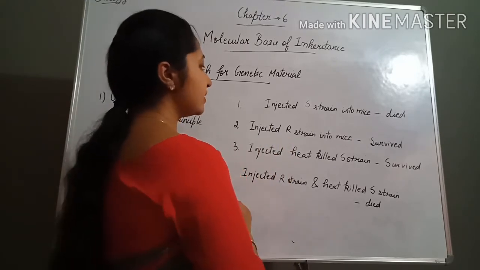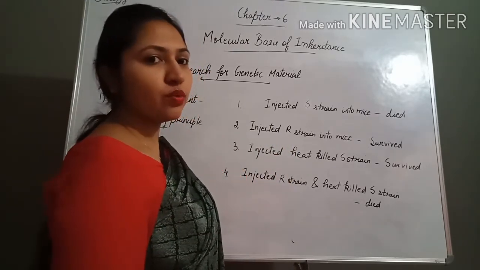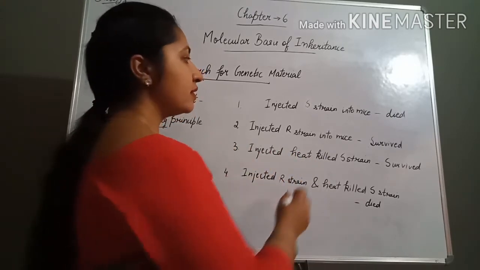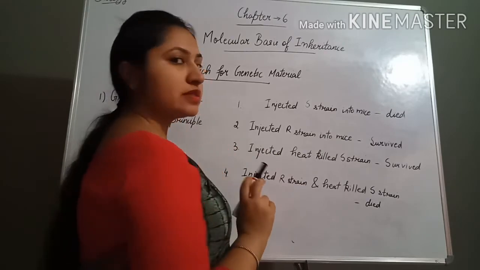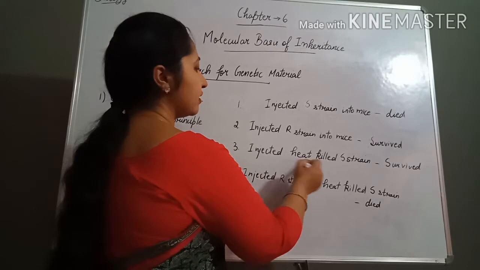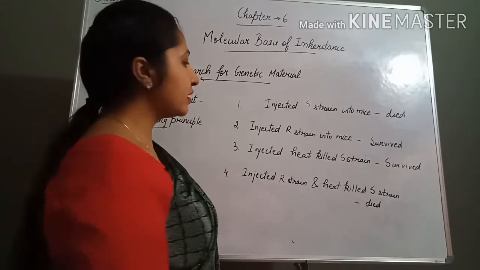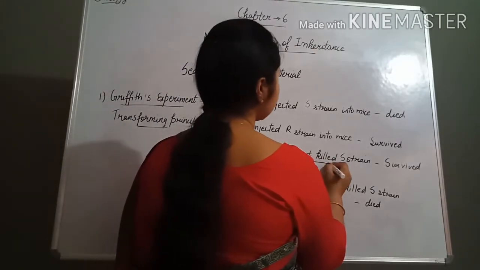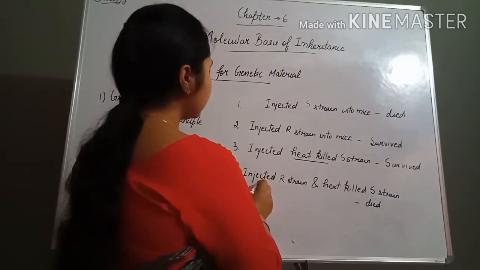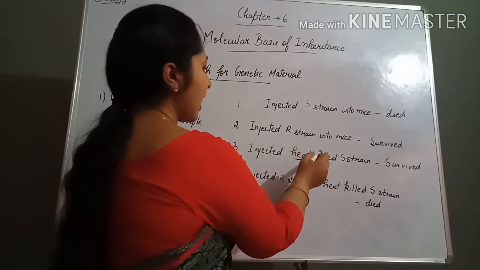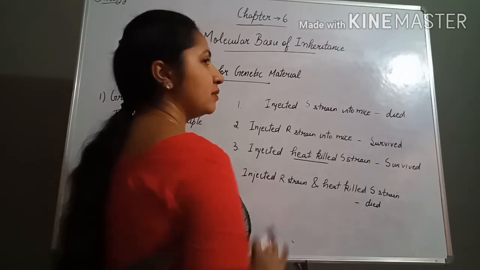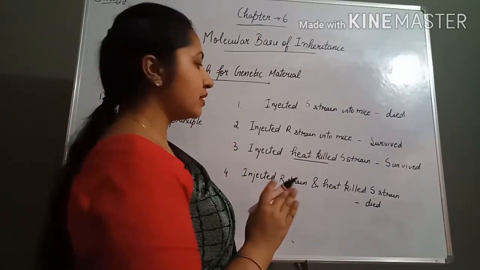Now in the second case, he injected the R strain into mice. As we learned, the R strain is non-virulent, so the mice will survive. Then in the next case, he injected the heat killed S strain, and the mice will survive. Then in the next case, he injected the R strain and the heat killed S strain together, and the mice will die.